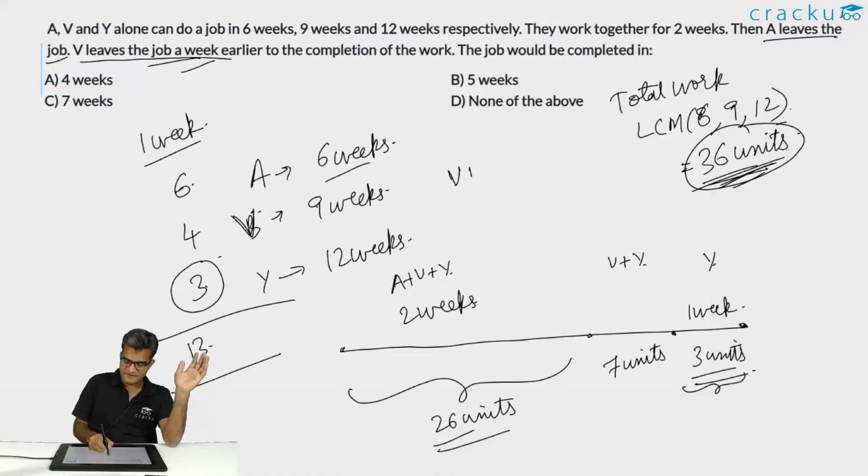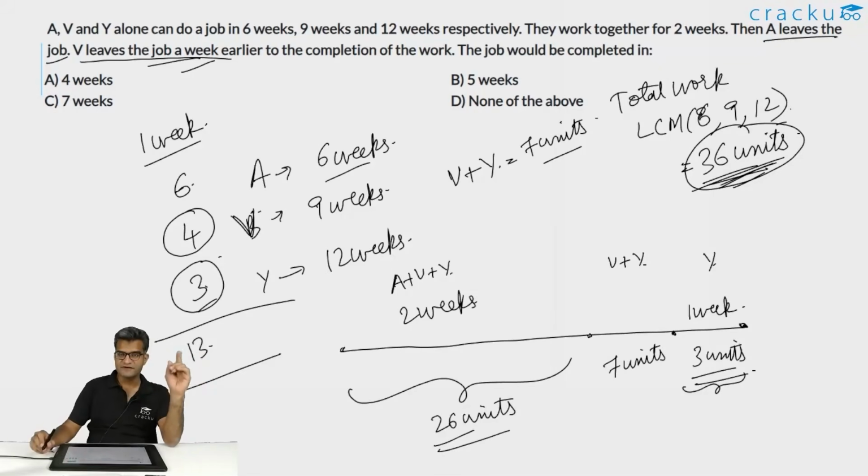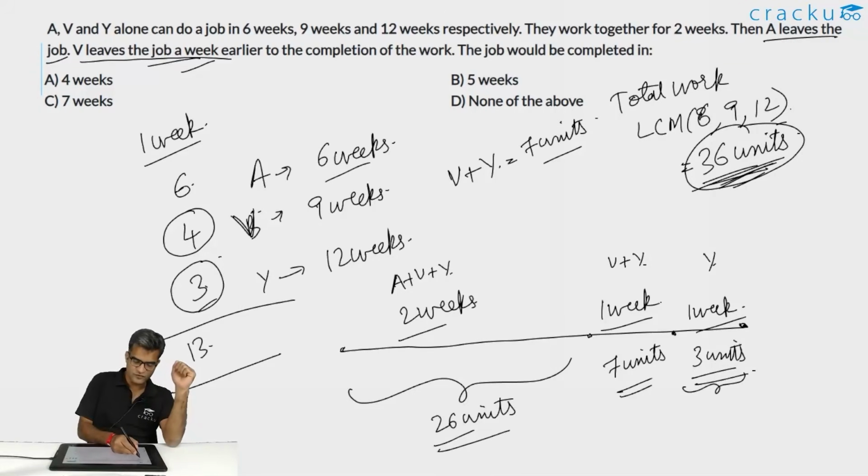If B and Y are working together, in 1 week, how much work do they do? They do 4 plus 3, which is 7 units of work in 1 week. They have to do 7 units of work. So they spend 1 week over here. So the total time it takes to complete this work is 2 plus 1 plus 1, which is 4 weeks, which is option A.